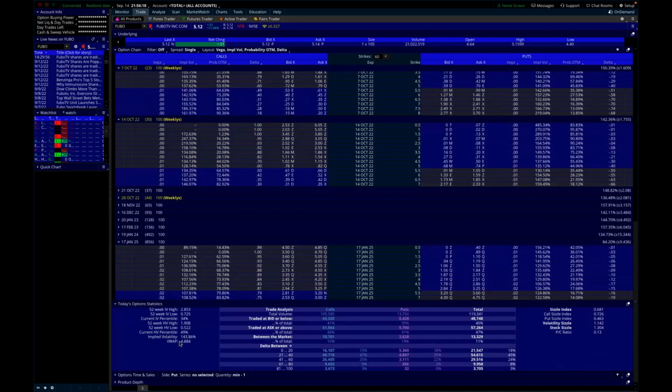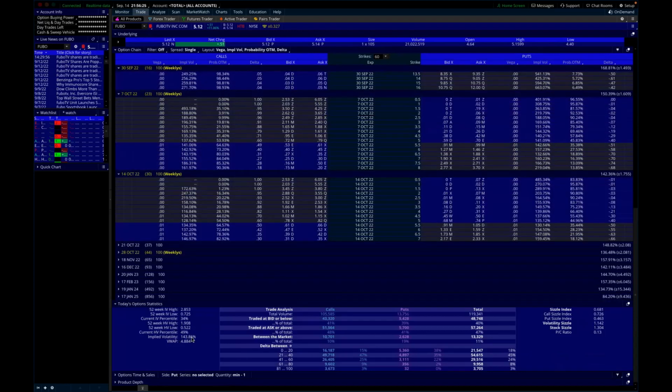So let's talk about implied volatility for FUBO. As I said before, implied volatility is telling you that they expect the price of the stock to potentially gain up to 143%. So not guaranteed, but up to 143%. But we can't tell when it's going to happen.